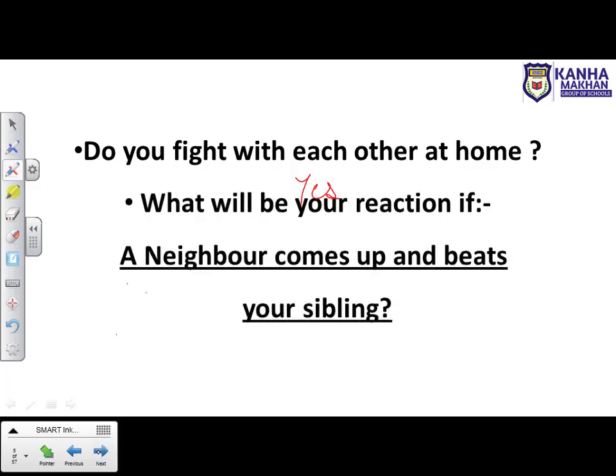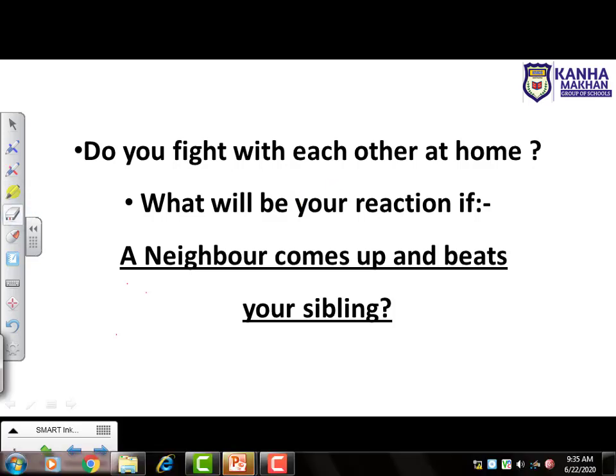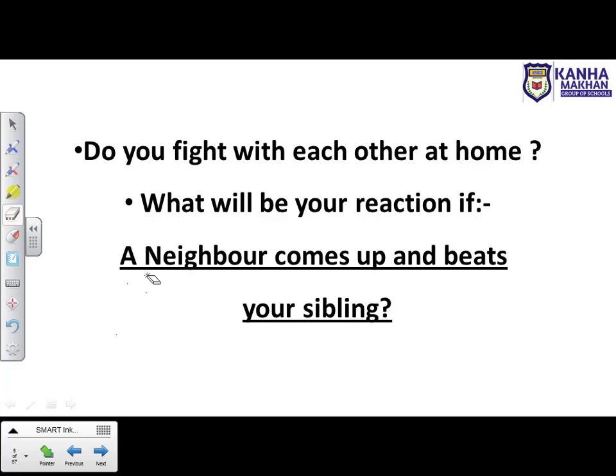What will be your reaction if a neighbor comes up and beats your sibling? You already told me that you and your sibling always fight with each other, but even though you fight in a friendly way, what if an outsider, a neighbor, comes to your home and tries to beat your sibling or you? What will be your reaction? What will be your feeling?